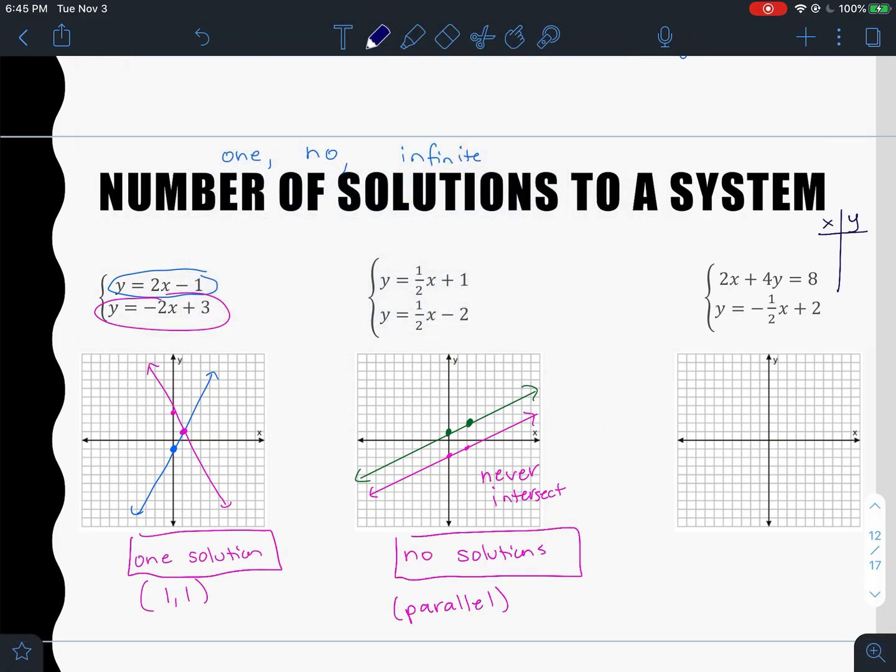On the next one, we have 2x plus 4y equals 8. Let's graph that one with intercepts. If I plug in 0 for x, I would have 4y equals 8, so y would be 2. So the point (0, 2) is a solution. Then if I plug in 0 for y, I would get 2x equals 8, so x would be 4. The point (4, 0) would also be a solution. So if I wanted to graph that first one, my line would look like this.